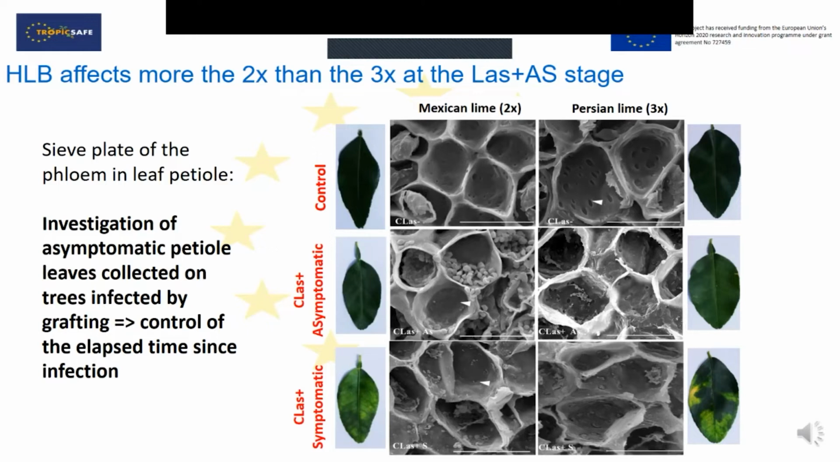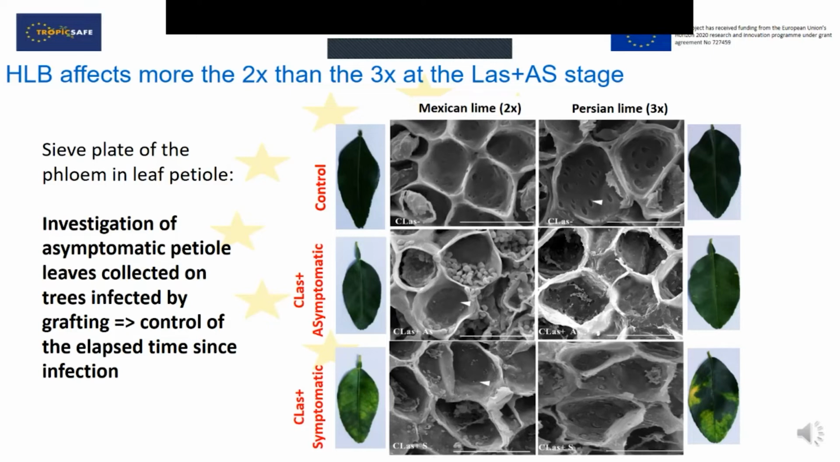But what happened in asymptomatic leaves in the middle? You can see on the right, for the Persian limes, that even though you have a decrease in the size of the cells, the pores are still open. So you are still able to maintain sieve transport from cell to cell.